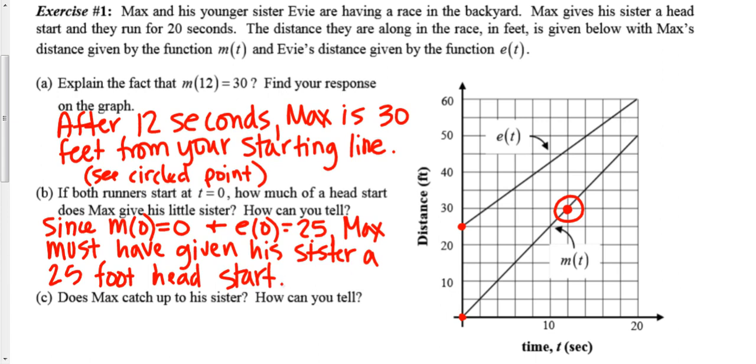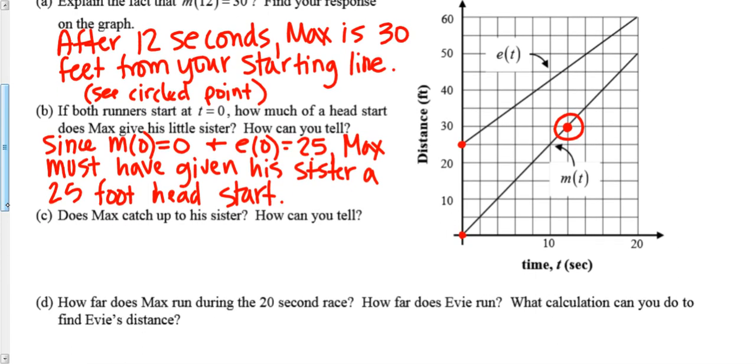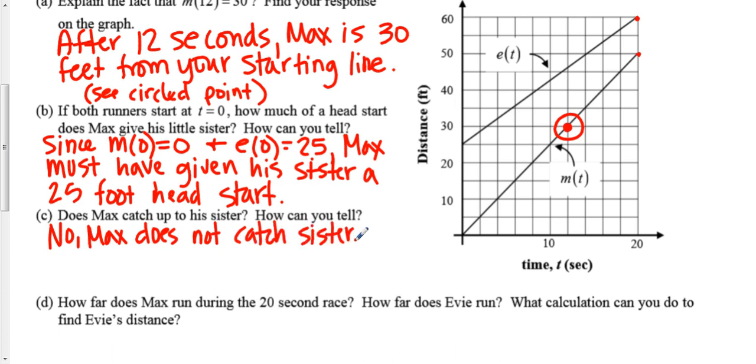Does Max catch up to his sister, and how can you tell? So we're looking at the end of our graph. So I'm going to erase the beginning of our graph. We're going to take a look at the end of our graph over here. So does Max catch his sister? We'll go ahead and say no, Max does not catch his sister. And then the other part of this question is at 20 seconds, which is the end of the race. So we're talking about our x coordinate.